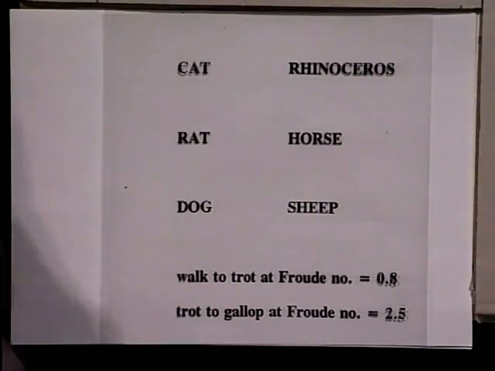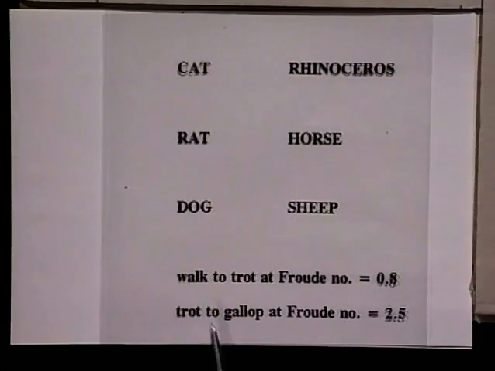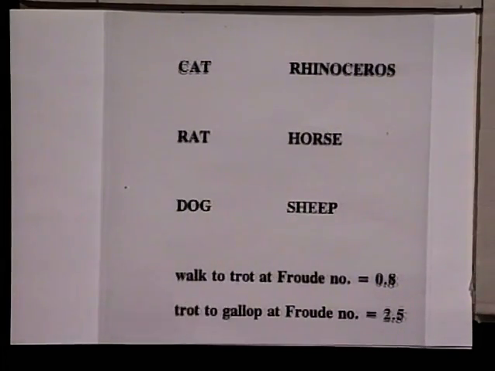Well, we won't look just at cats and rhinos. We'll look also at rats and horses and dogs and sheep. We find that the change from a walk to a trot happens at a Froude number of about 0.8. The change from a trot to a gallop at a Froude number of about 0.2 for all sorts of sizes of animals. Oh, and that, of course, links in to what I was saying earlier about the maximum possible walking speed being the speed that corresponds to a Froude number of 1, the maximum possible one.